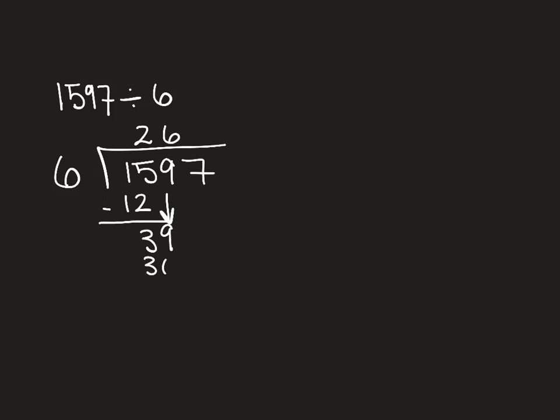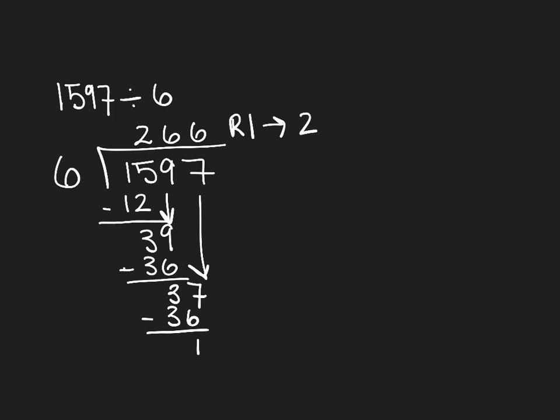6 times 6 is 36. You subtract. You get 3 again. 6 can't go into 3, so you would drop down your 7, and you would say 6 goes into 37 6 times. 6 times 6 is 36, subtract. So you first learned to write a remainder of 1, which then led to you writing 266 and 1/6, where you put the remainder over the thing you were dividing by, which is called the divisor. Okay, let's try another one.